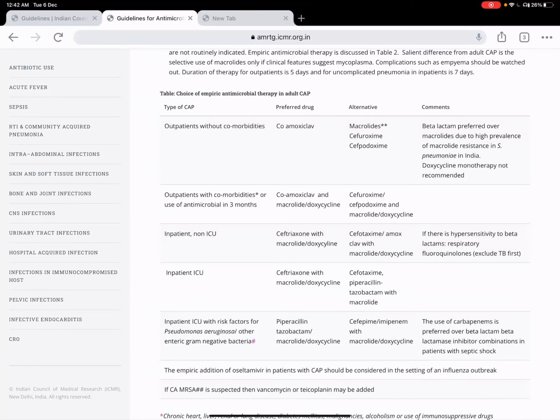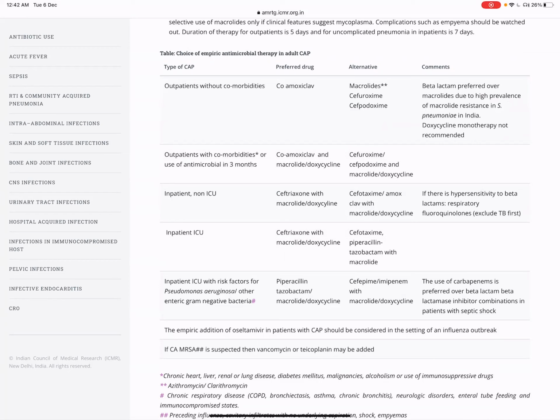Inpatient who is not in the ICU, I told you, one injectable drug plus one non-injectable drug. Same thing, ceftriaxone plus macrolide or doxycycline. In place of ceftriaxone, as a replacement, we can give cefotaxime or amoxiclav injection. This is clear, right? Because amoxiclav also we usually follow here. Same thing, injection amoxiclav, Augmentin, tablet.